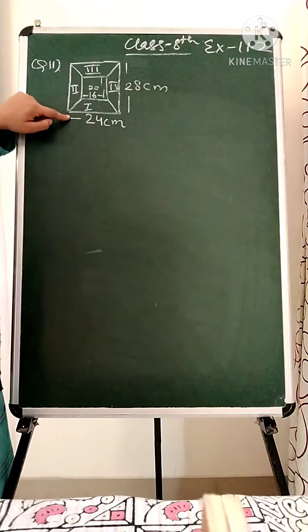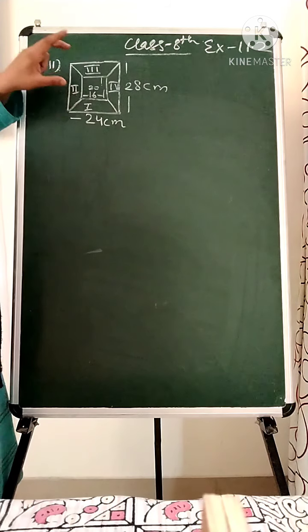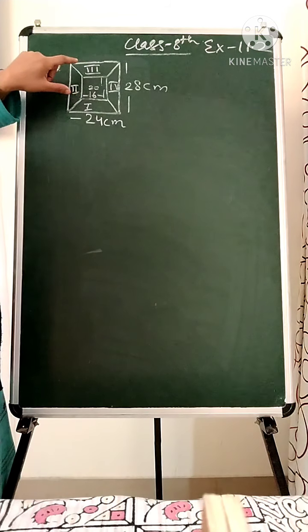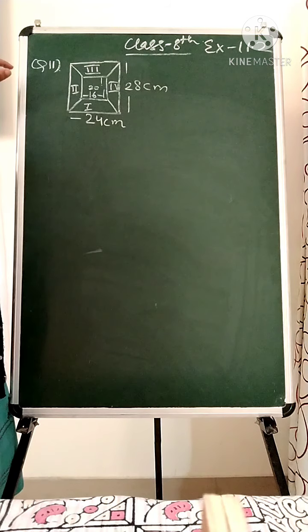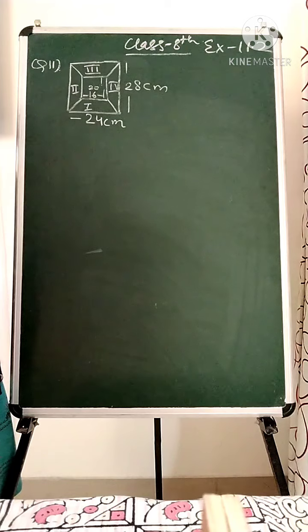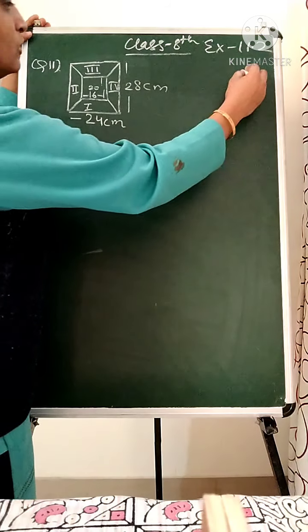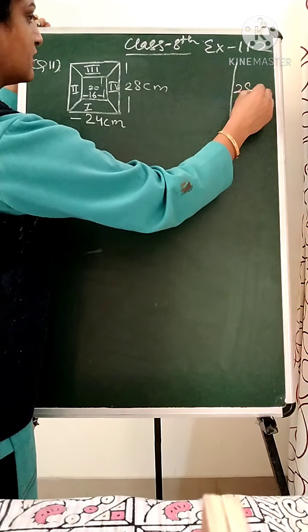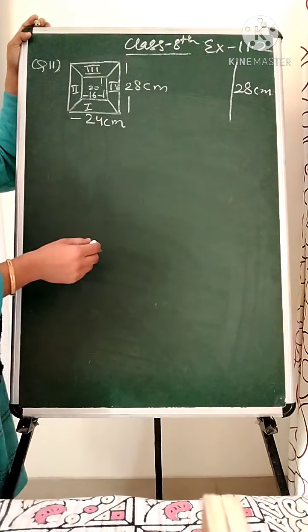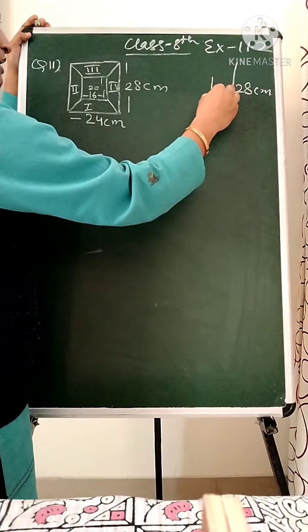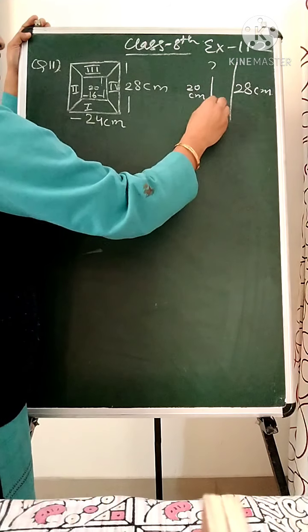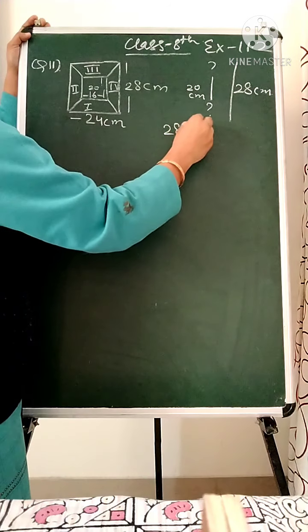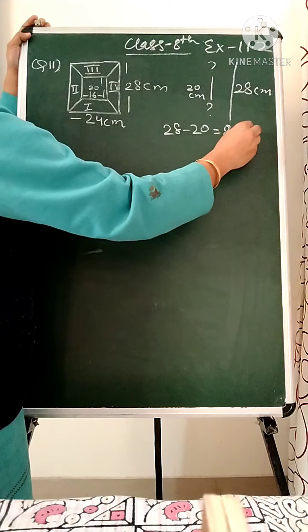Clear? The area of the first trapezium is equal to the area of the third trapezium. Similarly, area of the second trapezium will be equal to area of the fourth trapezium. Clear? Now see this. You will know that this dimension is 28. This dimension is 28. From here, the distance is 20. What is the length of this one and this one? 28 minus 20, you will get 8 centimeter.